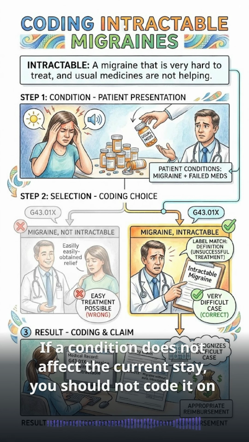Medicare uses a system called diagnosis-related groups, which groups similar cases together to figure out the payment. We call these DRGs for short in the coding world, and your codes decide which group the patient gets.